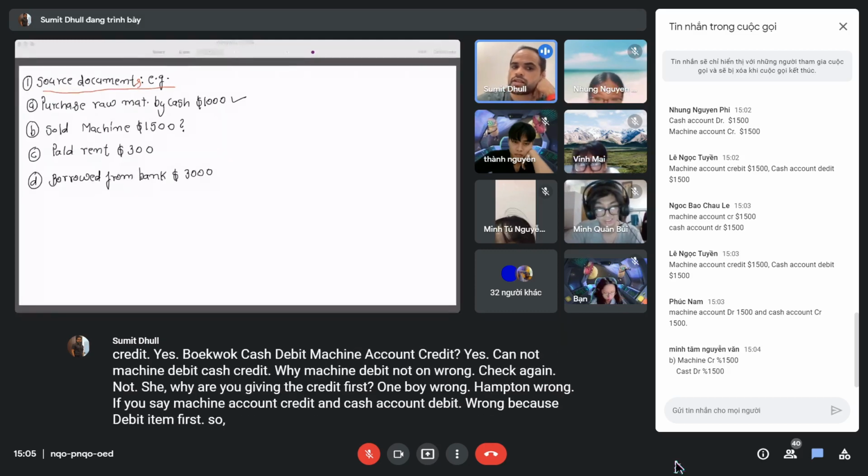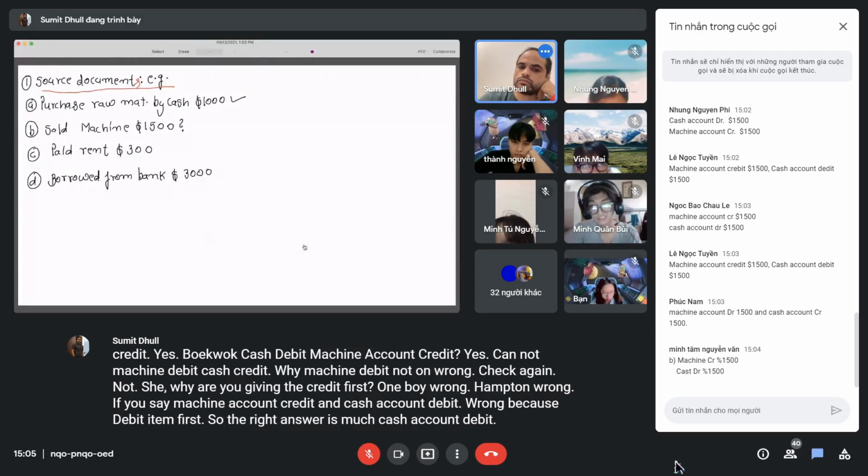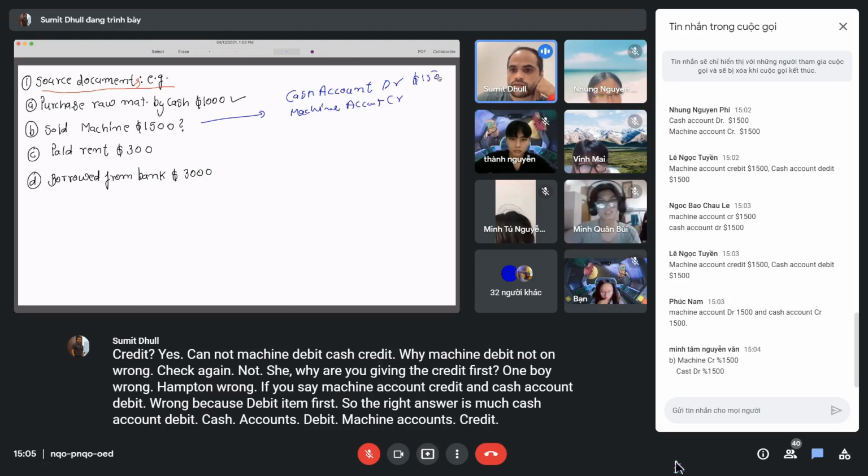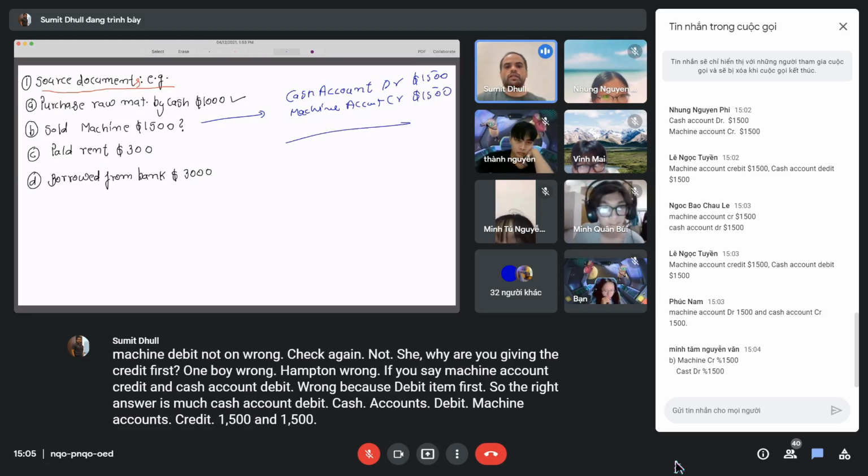So the right answer is cash account debit, cash accounts debit and machine accounts credit. 1,500 and 1,500. Is that okay, everybody?